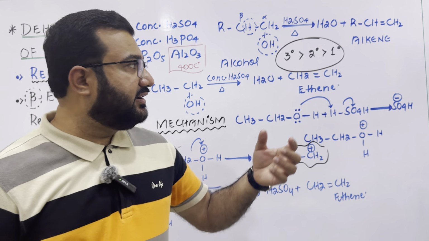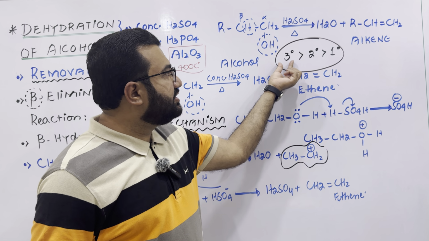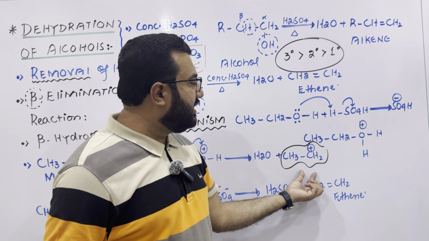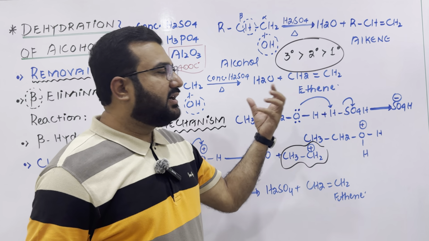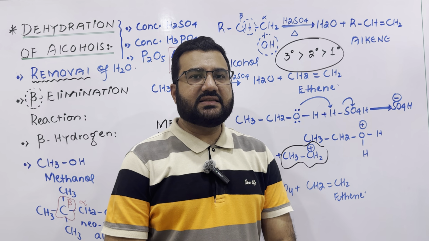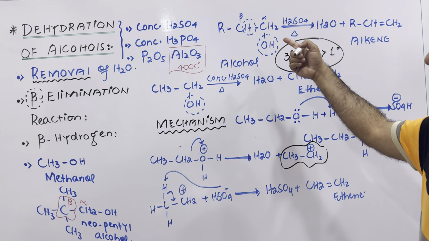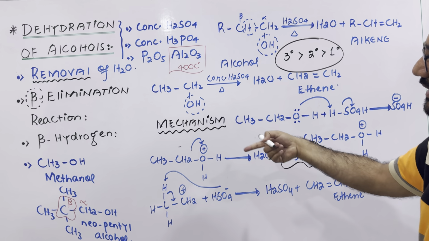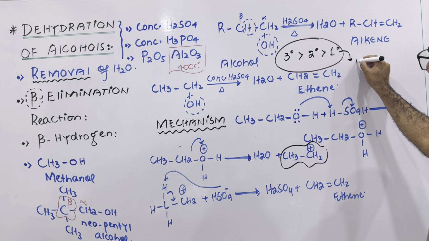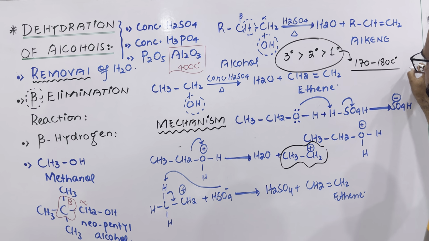Then the secondary alcohols are difficult to dehydrate as compared to the tertiary alcohols due to lesser stability of the secondary carbocation, and the most difficult to dehydrate are the primary alcohols. The reason is that their carbocation is least stable. That is why when we use H2SO4 as the dehydrating agent in different alcohols, in case of the primary alcohols, we need almost 170 to 180 degrees Celsius temperature.